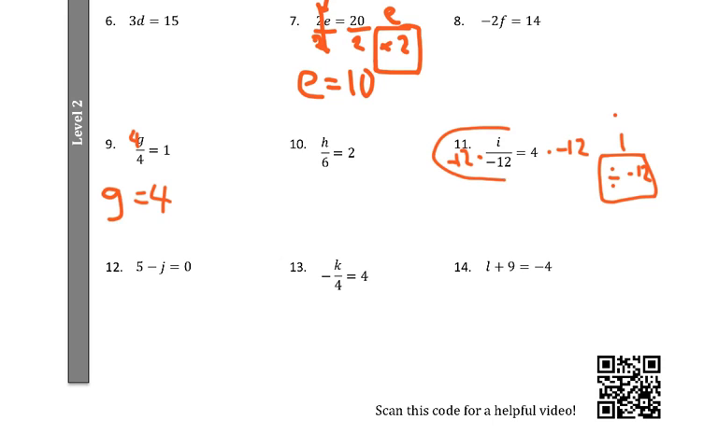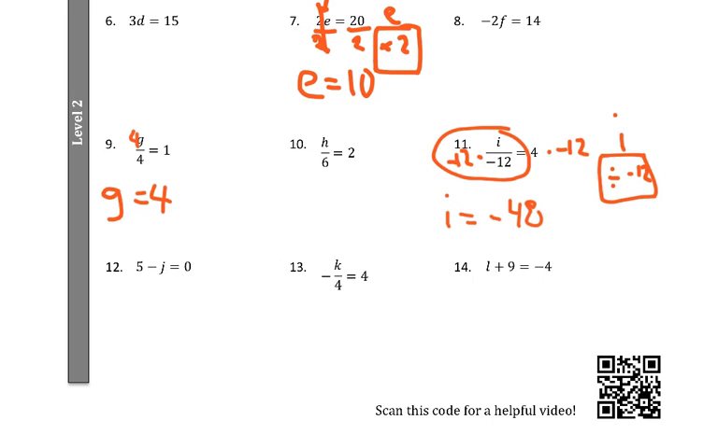The reason is that negative 12 times I over negative 12 would equal 1I. We're trying to get our letter all alone. Anyway, so we're going to have I equals negative 48. And once again, that makes sense because negative 48 divided by negative 12 is a positive 4.